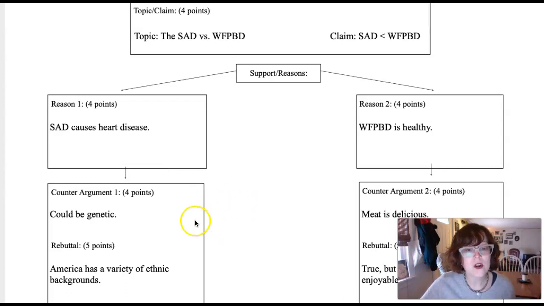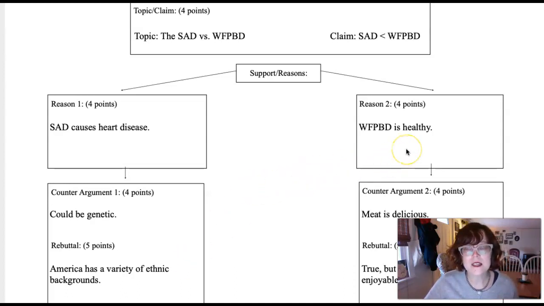So I think a counter argument that people could present against that is that it could be genetic. Heart disease might be genetic. There might be nothing you can do. But my argument is that America has a variety of different ethnic cultures and backgrounds, and so I don't think that genetic is really a good argument. So I'm hoping that I can find a lot of sources that prove that America has more of a heart disease problem than other countries.